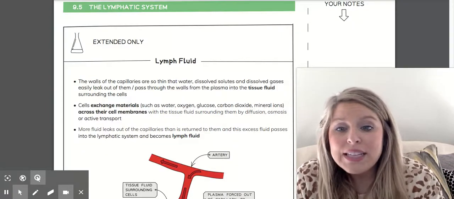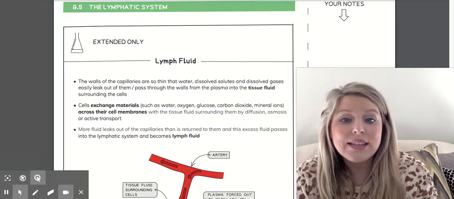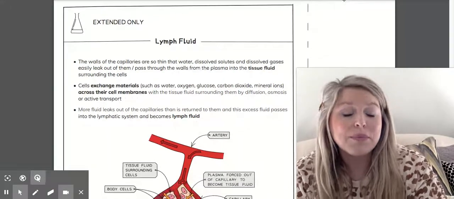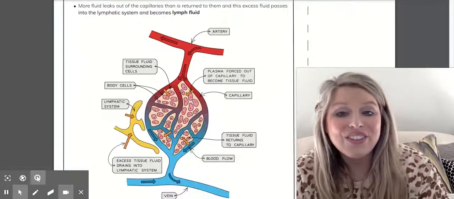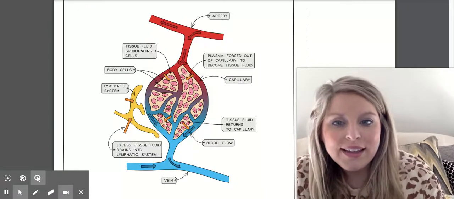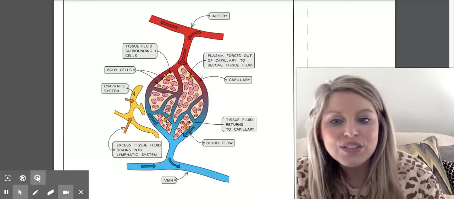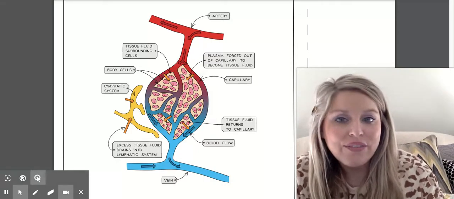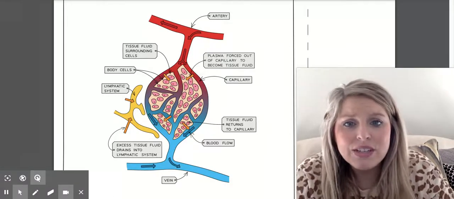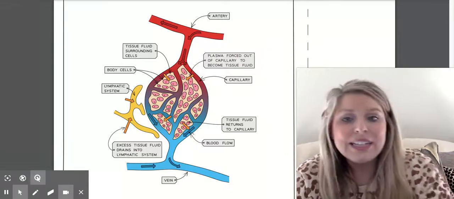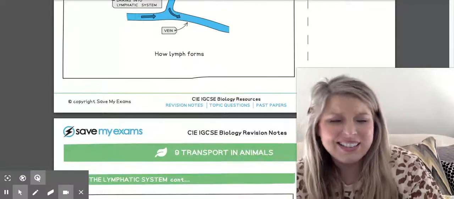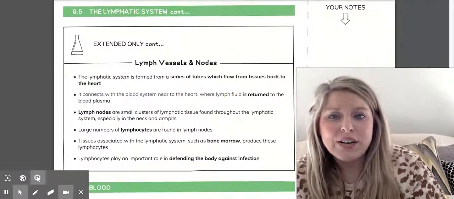Now, the more that the fluid leaks out of the capillaries, ultimately it passes into that lymphatic system and becomes what's called lymph fluid. So to give you an idea of what I'm talking about, you have all of these capillaries, and then around them is that excess tissue fluid that's going to drain into your lymphatic system that surrounds all of these capillary beds in every part of your body. So as the capillaries leak, they're going to enter into that lymphatic system. That's how lymph forms, all right?